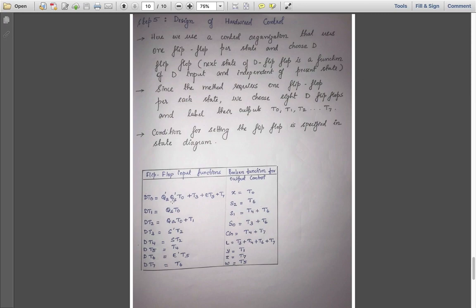And this is the flip-flop design, of how those flip-flops need to be designed in order to do this one-flip-flop-per-state method. So you require 8 flip-flops and the flip-flops need to be arranged in this particular hardwired unit. This is the logical relationship of how these flip-flops should be arranged using a hardwired mechanism.